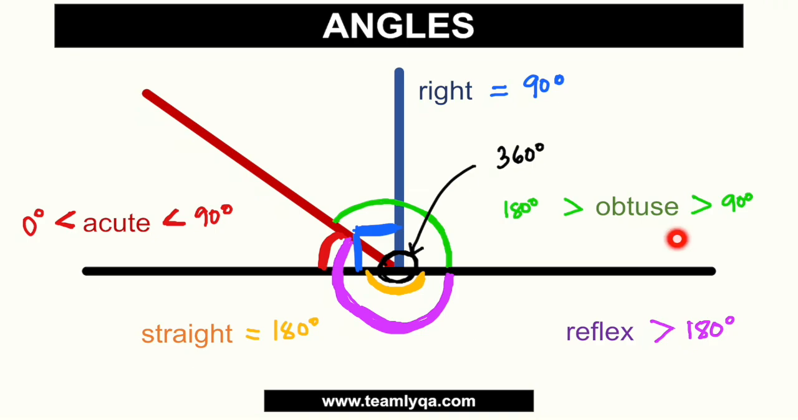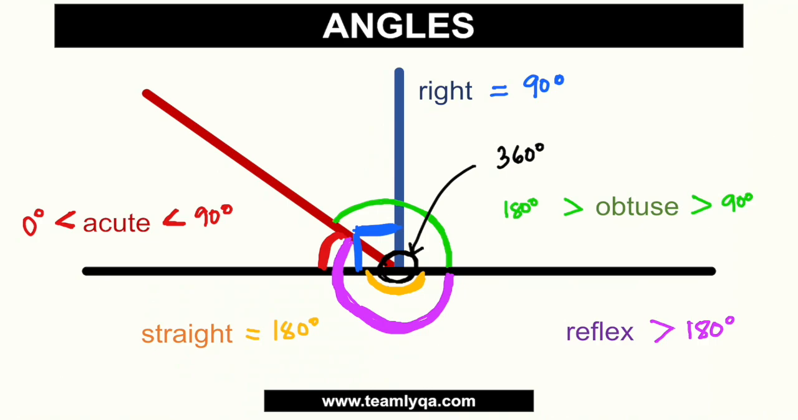Tapos yung obtuse angle, which is now greater than 90 pero less than 180. Tapos yung straight angle natin, which is 180 na diretso. Tapos yung reflex angle natin, which is greater than 180. Itong angle na ito, right here. Okay? So, ganito siya natin ma-illustrate para mapagtabi-tabi natin siya para mas madaling tandaan.